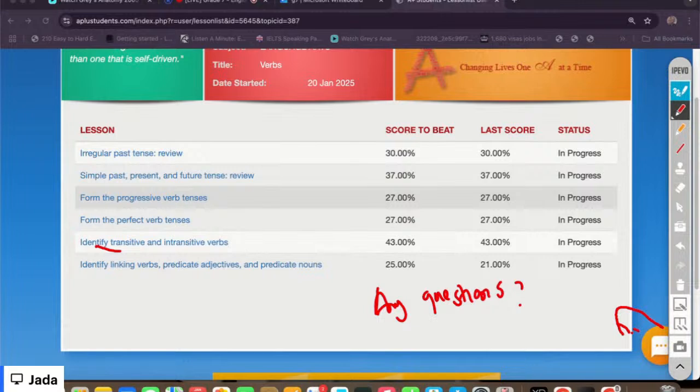Okay, so if you have no questions, we will finish here for today. You have to make sure that you complete this lesson, okay?